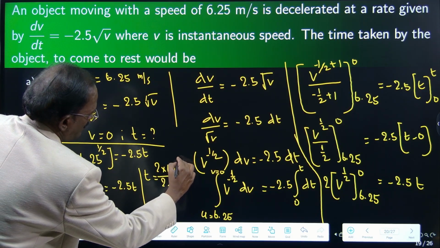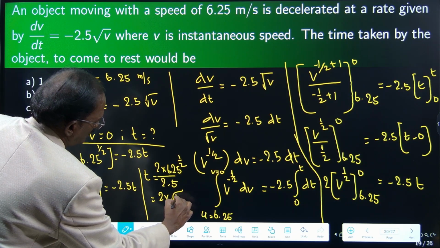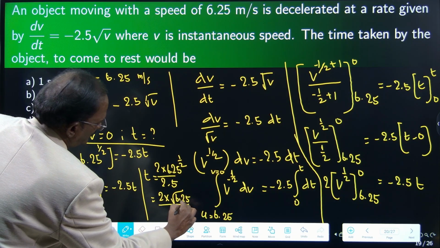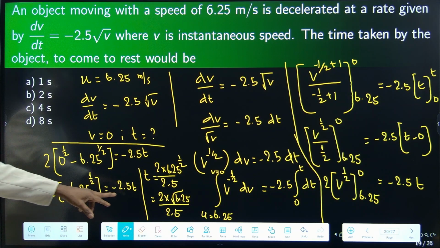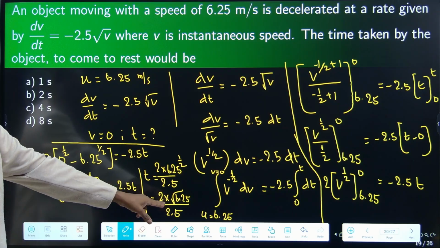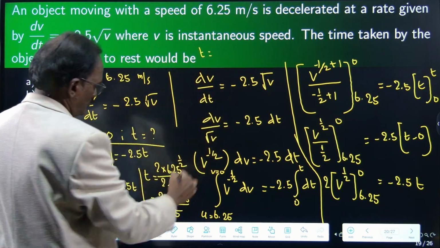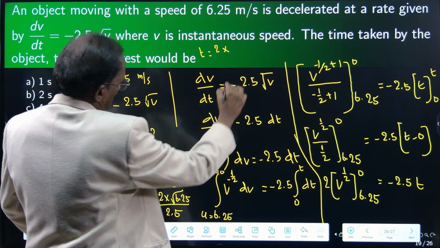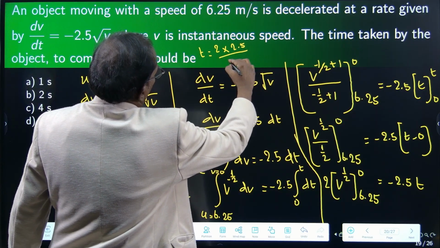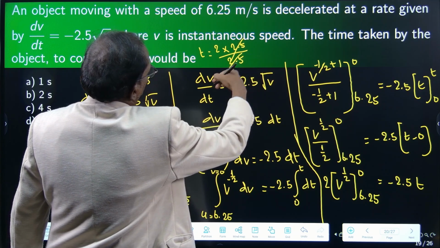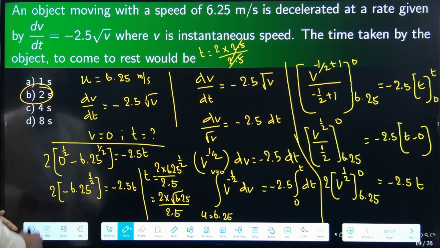Six 6.25 power of. So this is T is equal to 2 into root of 6.25 divided by 2.5. So root of 6.25 is 2.5, right? So the answer is T is equal to 2 into root of 6.25, which is 2.5, by 2.5. So these two are cancelled. T is equal to 2 seconds only. 1, 2, 2 seconds.